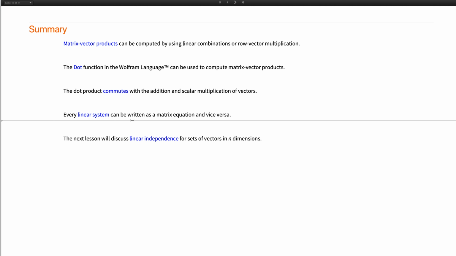So, in the next lesson, we'll talk about the important concept of linear independence. But before that, do review this lesson. It's an important and basic lesson, and then be ready for the discussion of linear independence.